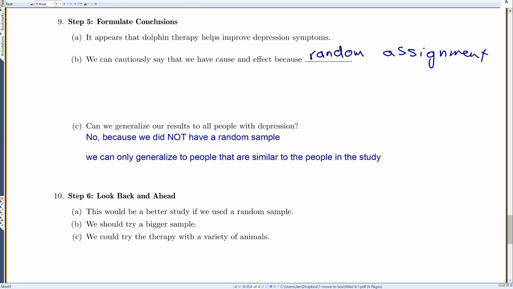And someone else might ask, well, is it just dolphins or does it work for all animals? It's a lot cheaper to just give someone a cat or a dog than it is to take them swimming with dolphins. So maybe you could try other animals.